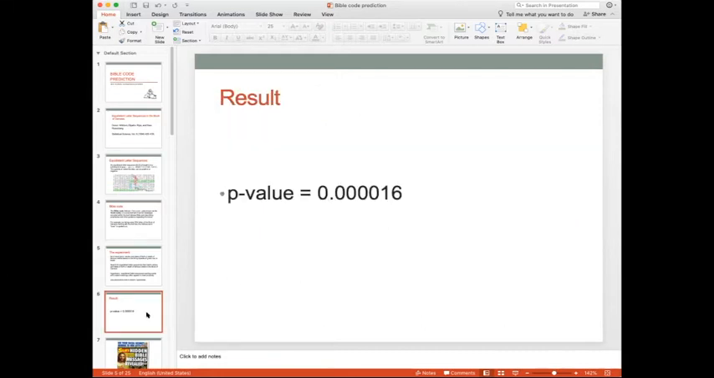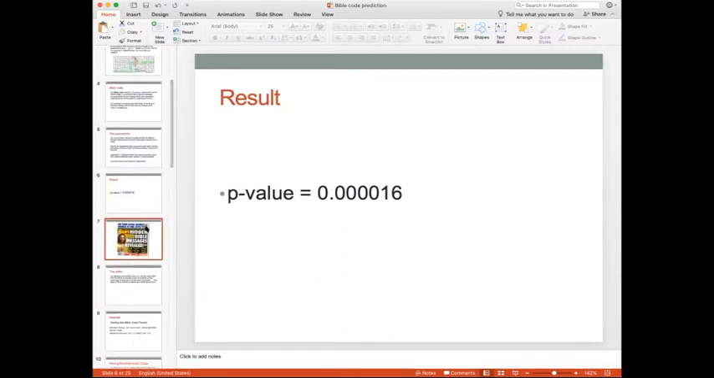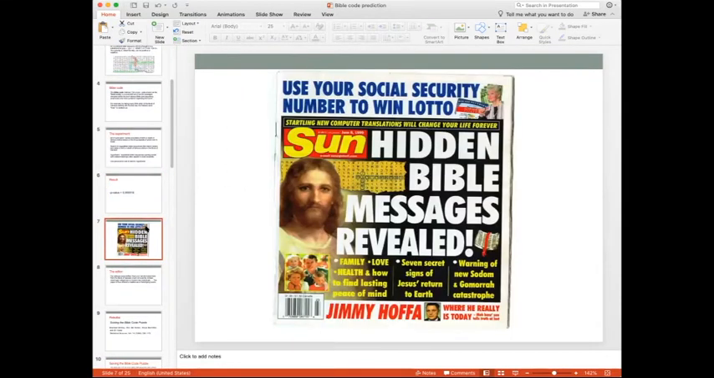And this is what they find. They do the permutation test and get a p-value equal to 0.000016. So it's very significant. This sort of suggests that there's some hidden message in the Bible, right?